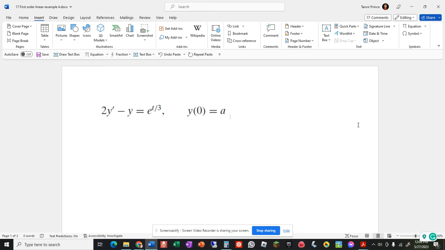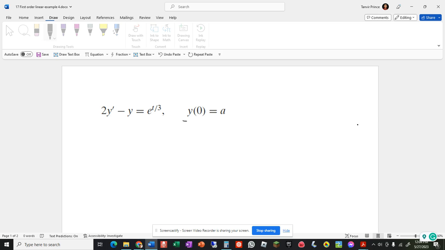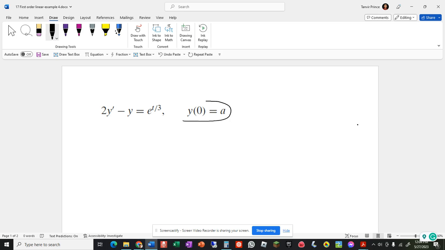Hello, let's look at this linear first order differential equation with the initial condition. But this initial condition looks strange, right? It gives you y of 0 equal to a. It doesn't give you any specific value. So here a can be any value. So you can think of a as a parameter. Okay? A can run over any value.